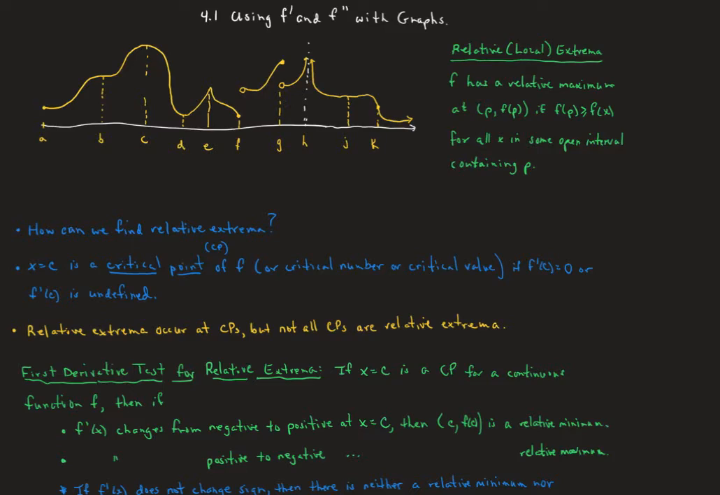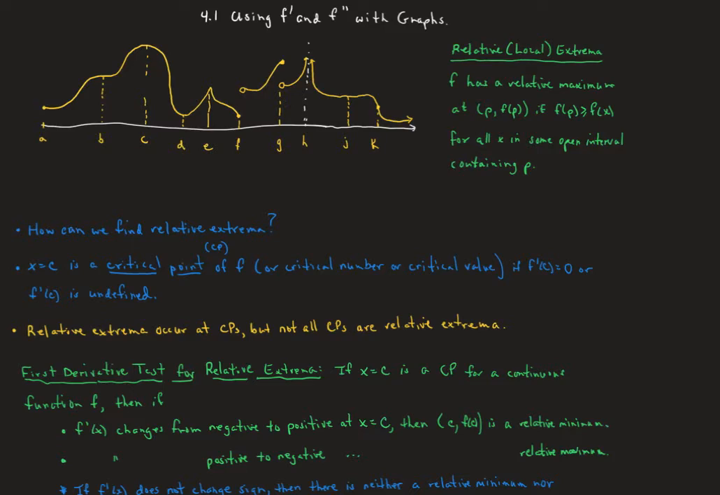So our definition for a relative maximum says that f has a relative maximum at a point. That's one thing to be really clear on. In the world of AP, a relative maximum or relative minimum is always given as an ordered pair. So it's p comma f of p, if f of p is greater than or equal to f of x for all x in some open interval containing p. What that's saying is that the y value at that point is greater than or equal to the y values in a little region around it.